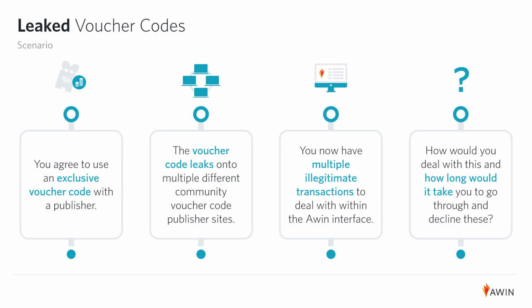Sometimes you might want to run an exclusive voucher code with a partner, but unfortunately, due to the very nature of community voucher code sites, this can be uploaded by customers across multiple sites. This results in many illegitimate transactions tracking through the Awin platform based on the exclusivity agreement you had in place. Fortunately, we do have a voucher attribution tool which allows you to streamline the process for dealing with this.